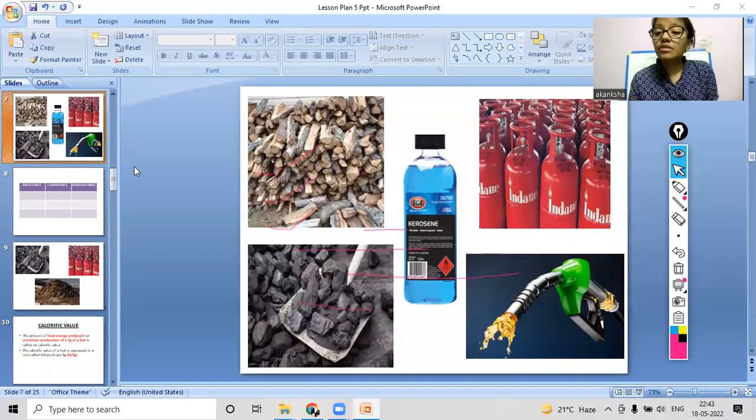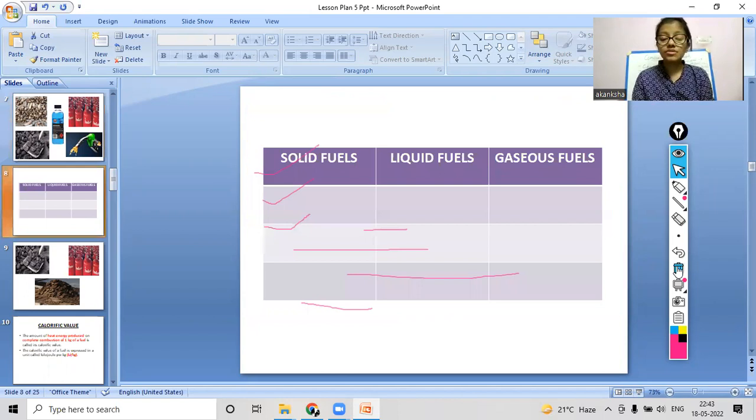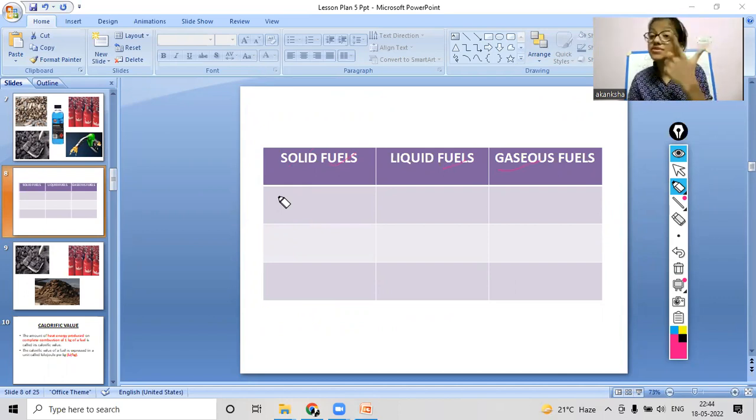Okay, so now we will move on ahead and see one question. In this question, you have three columns. First column is solid fuels, second column is liquid fuels, and third column is gaseous fuels. Now you have to fill in what are the solid fuels that you can see around yourself. Solid fuels we can see like coal is there, yes. Then there is wood. So these two come under the solid fuels, right?